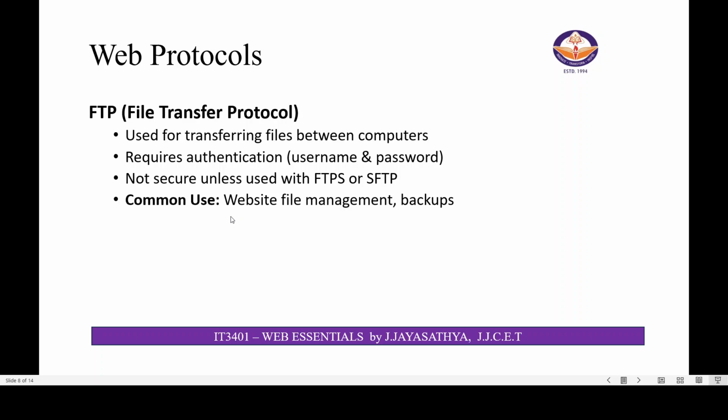The next is FTP. This is File Transfer Protocol. It is used for transferring files between computers. It requires authentication, which means you must log in before you can access or transfer files. You need a username and password to connect. FTP by itself is not secure because it sends the username, password and files in plain text, not encrypted. So hackers can easily see or steal your data.